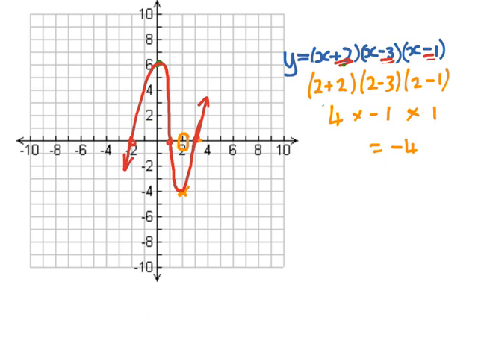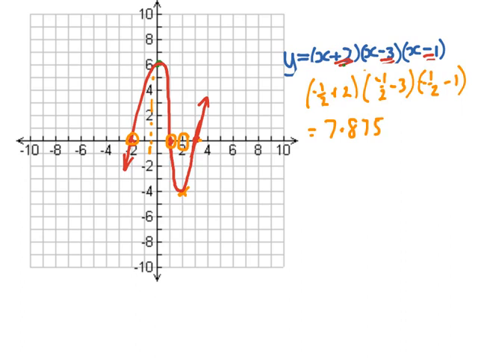The highest point is likely to be halfway between the two roots here and here, negative 1/2. So put negative 1/2 for x. So the highest value is actually at negative 1/2 and 7.875, which is up there. And there we have a much more accurate sketch.